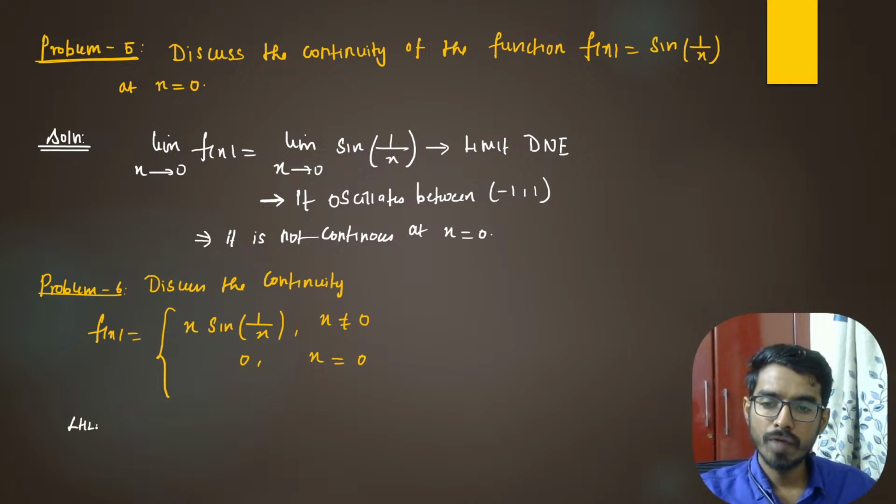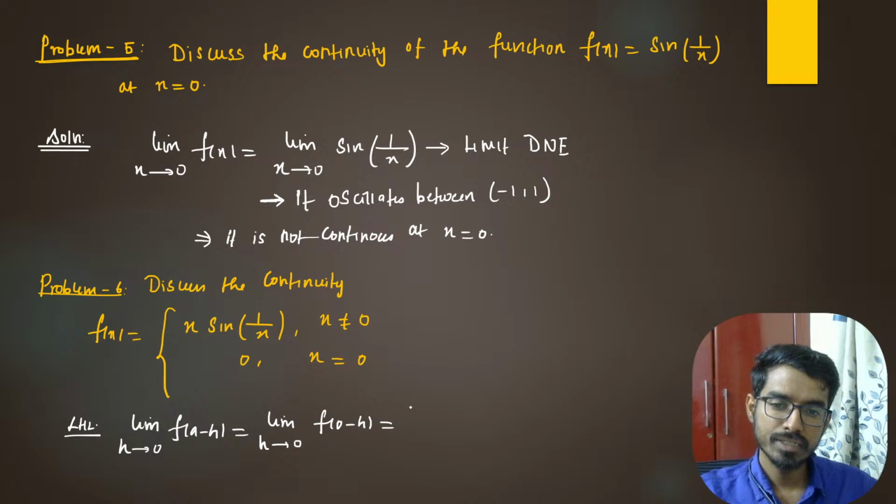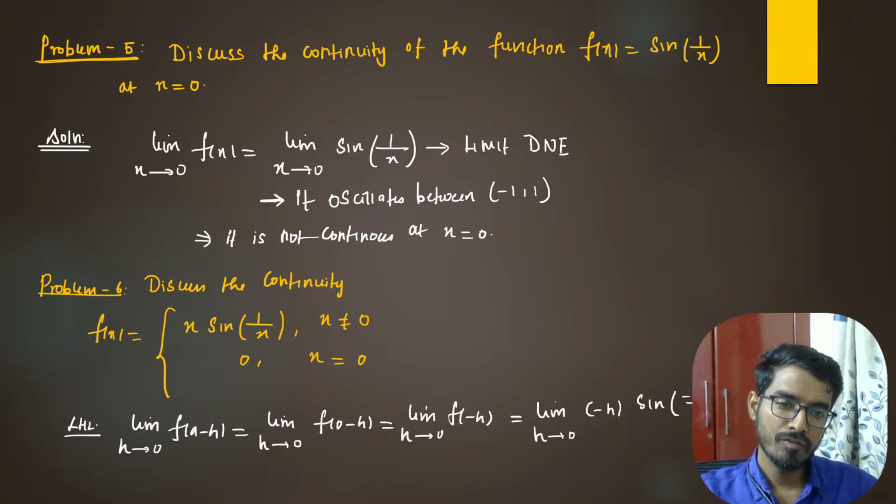Suppose we find LHL. So limit h tending to 0, f of 0 minus h, so limit h tending to 0, f of minus h, is minus h times sine of minus 1 by h.